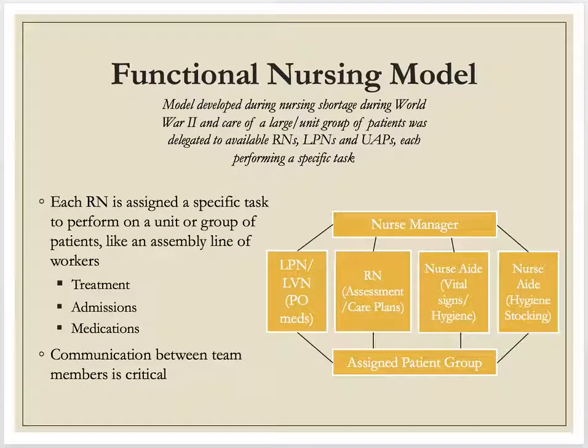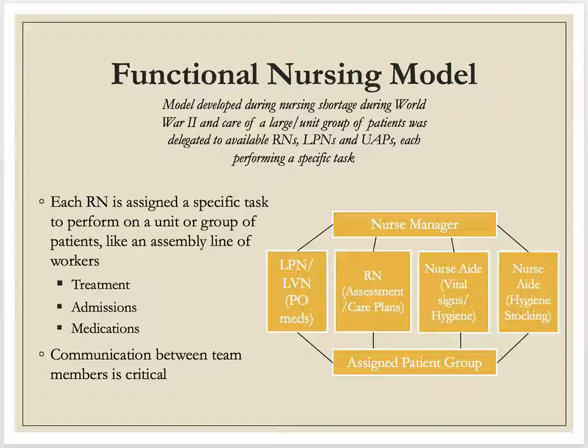The next model I will talk about is the functional nursing model. This model was developed during a nursing shortage during World War II and involves the care of a large unit or group of patients, and that is delegated to available RNs, LPNs, and UAPs, each of which perform specific tasks. Each nurse is assigned a specific task to perform on a unit or group of patients, like an assembly line of workers. These tasks may include treatment options or treatment procedures, admissions, and medication administration.